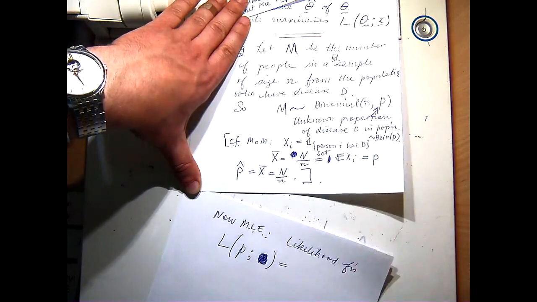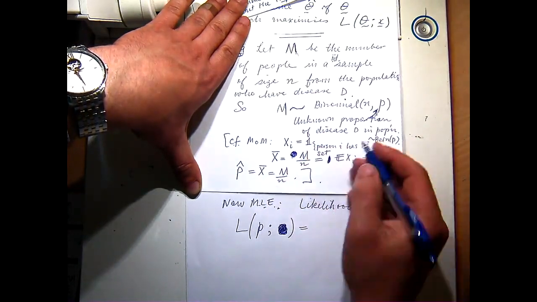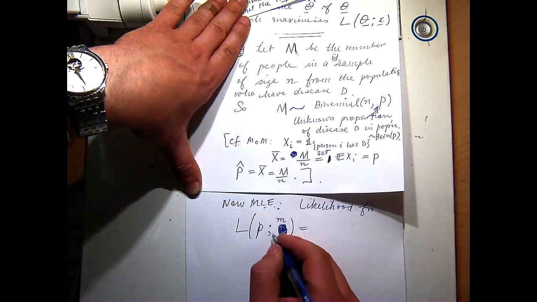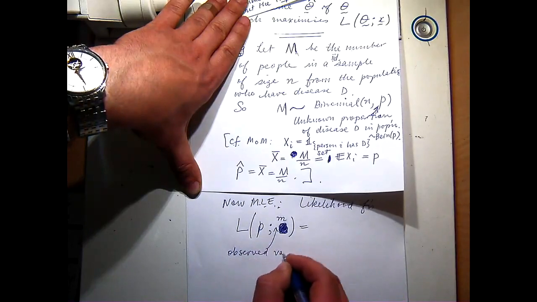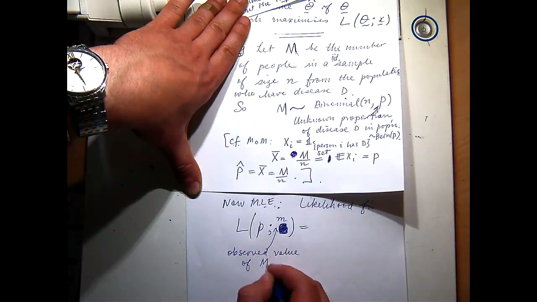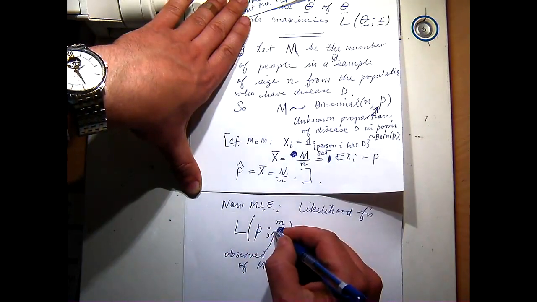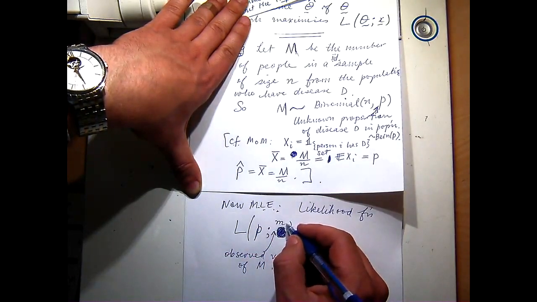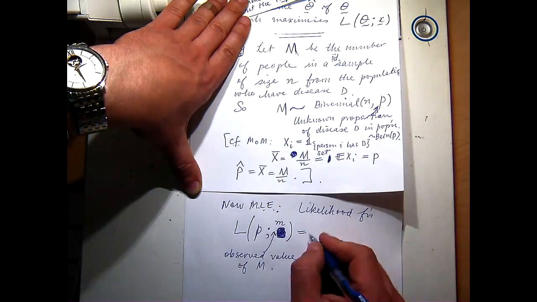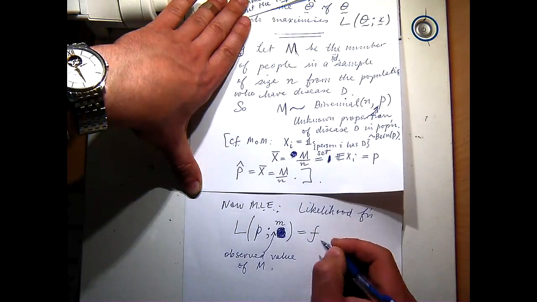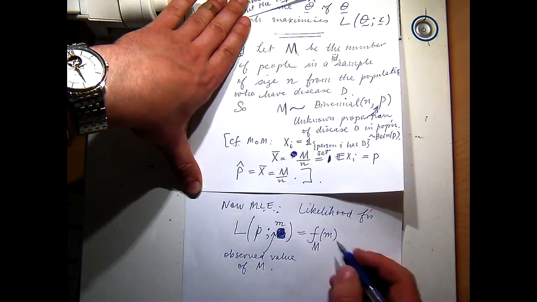That has a binomial distribution. X bar equals m over n. And then I can use little m. Okay, so little m is now going to be the observed value of capital M. Capital M is the number of diseased people. Remember, the likelihood function treats the observation as a constant. It only treats the parameter as a variable. So the likelihood is nothing other than the density function of M, considered as a function of p.